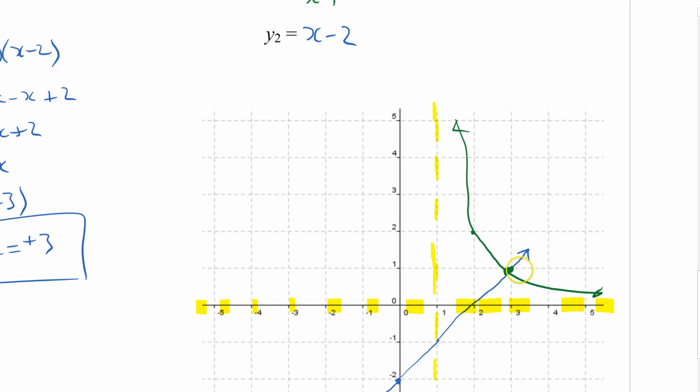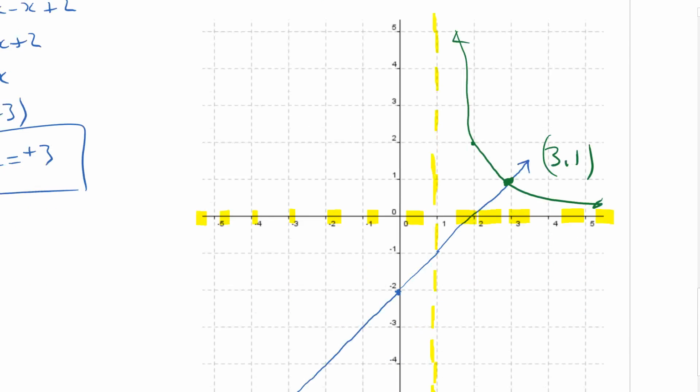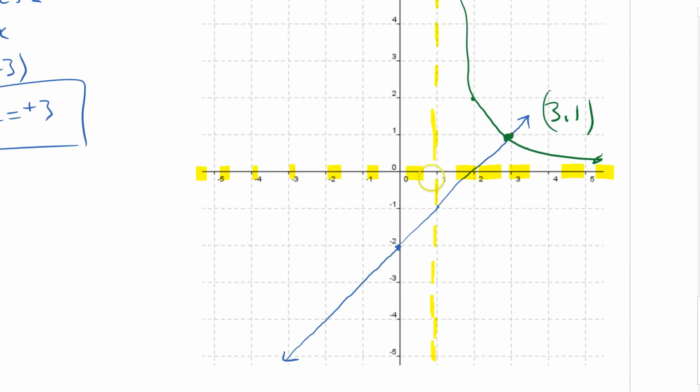Didn't do a very good job of hitting that point. So this is the point 3, 1. Over here, I'm looking for pairs of numbers that multiply out to 2, so 1 and 2. So again, I'll be hitting that spot and this spot, and so my sketch will look something like this. There we go. And this point here is 0, negative 2.